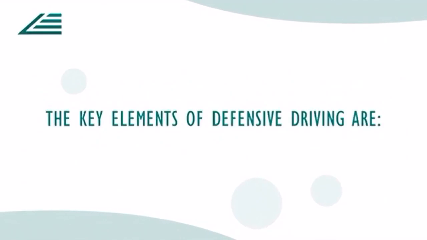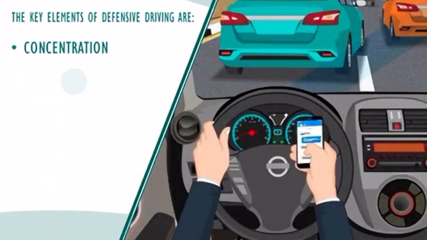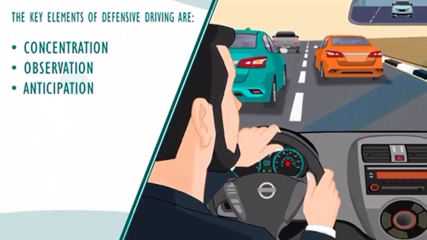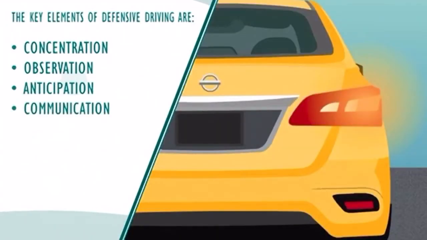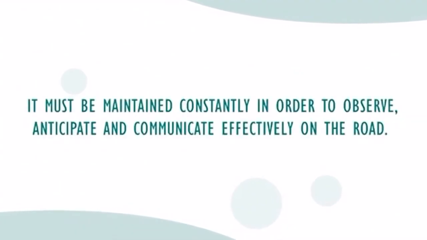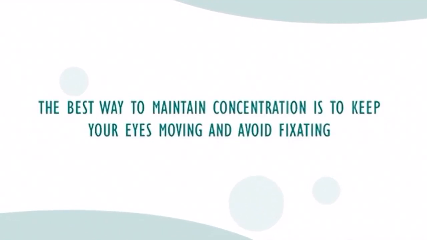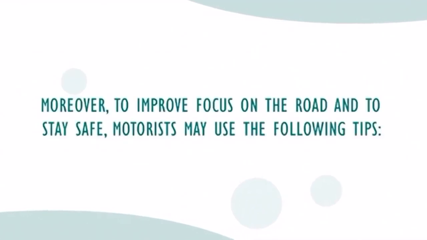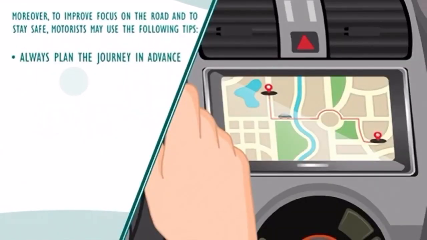The key elements of defensive driving are concentration, observation, anticipation, and communication. Concentration. Concentration plays an important role in defensive driving. It must be maintained constantly in order to observe, anticipate, and communicate effectively on the road. The best way to maintain concentration is to keep your eyes moving and avoid fixating. Moreover, to improve focus on the road and to stay safe, motorists may use the following tips. Always plan the journey in advance.